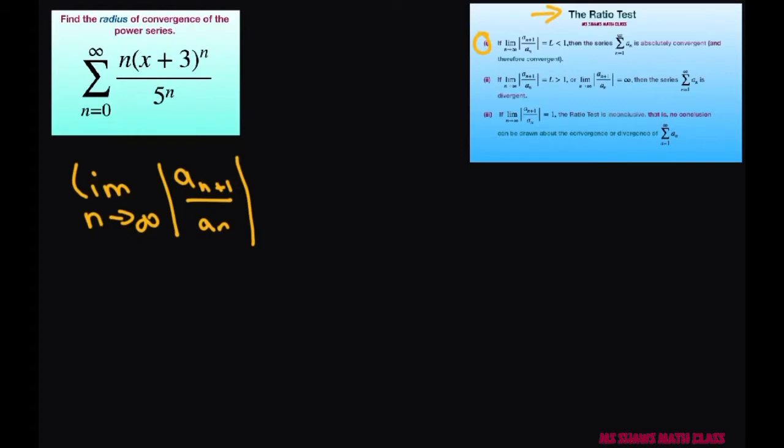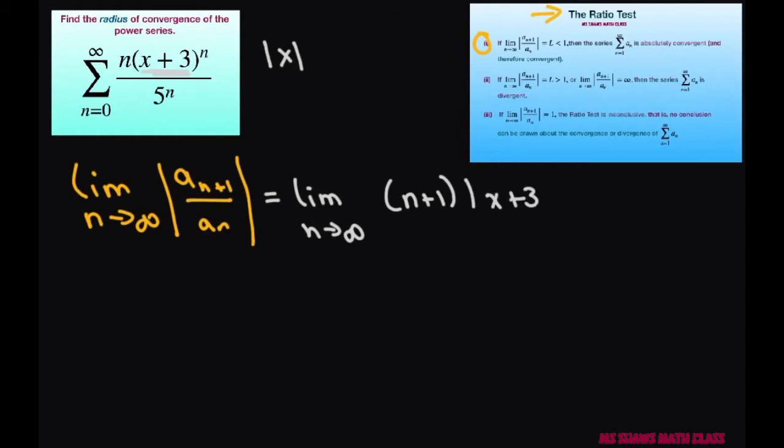Okay, so let's fill all this in. We're going to get the limit as n approaches infinity. Now, we only need the absolute value on the x part. So let's write this as n plus 1, and then our x is right in here, so that's going to be the absolute value of x plus 3.